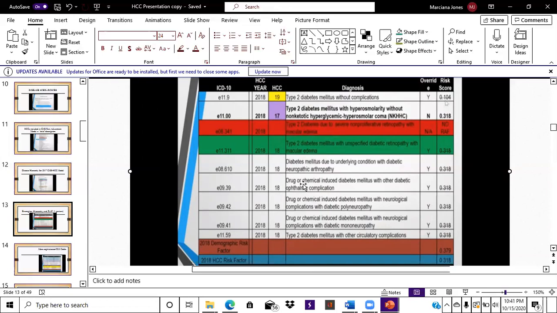You can only code what's documented. So you could even put right eye, left eye, or anything just so you can get a RAF score. Because if it's not documented, then you definitely cannot code it.